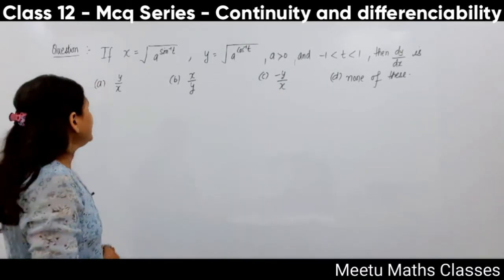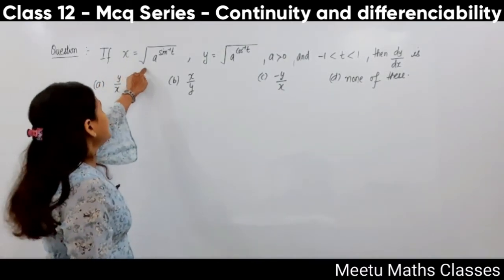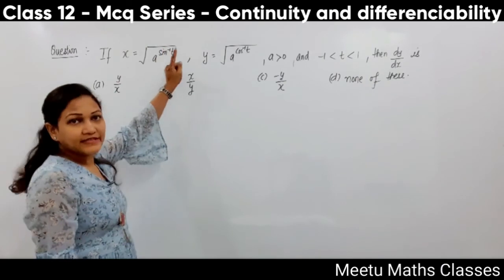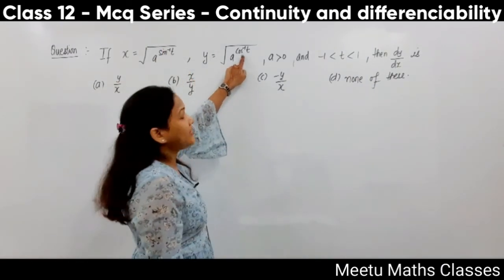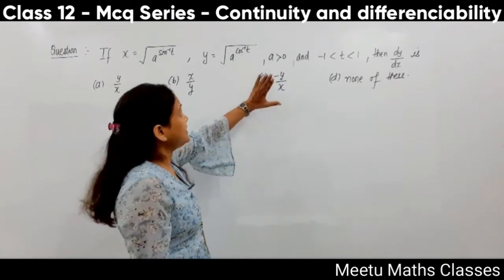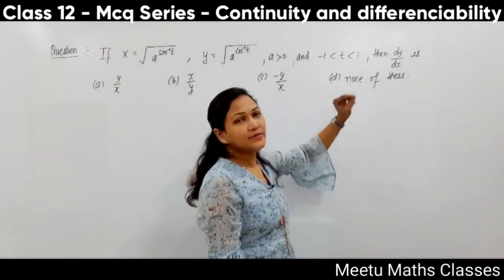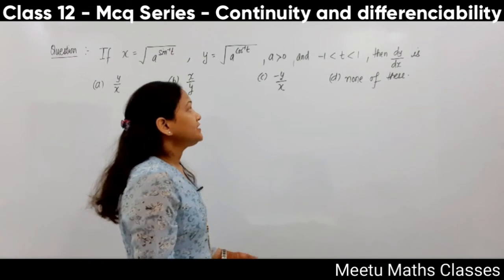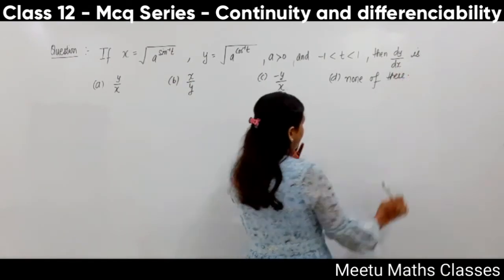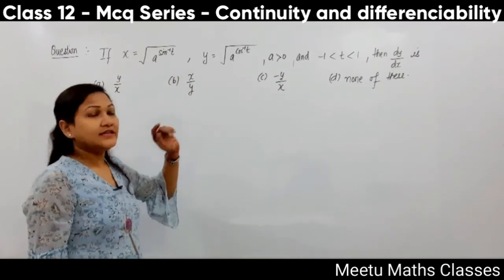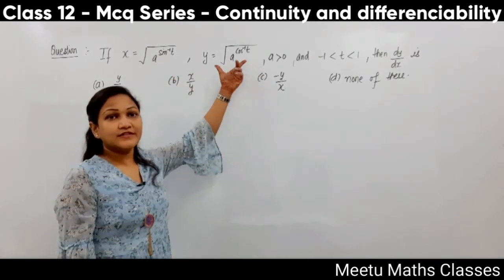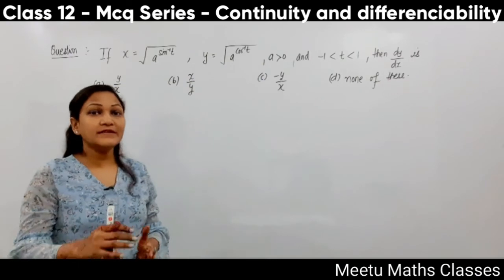Your next question is, if x is defined as square root of a raised to power sin inverse t and y is defined as square root of a raised to power cos inverse of t, where a is greater than 0 and t is lying between minus 1 to 1. Then you have to find dy by dx. So you can see x is a function of t, y is a function of t, so your function is in the form of a parametric function.